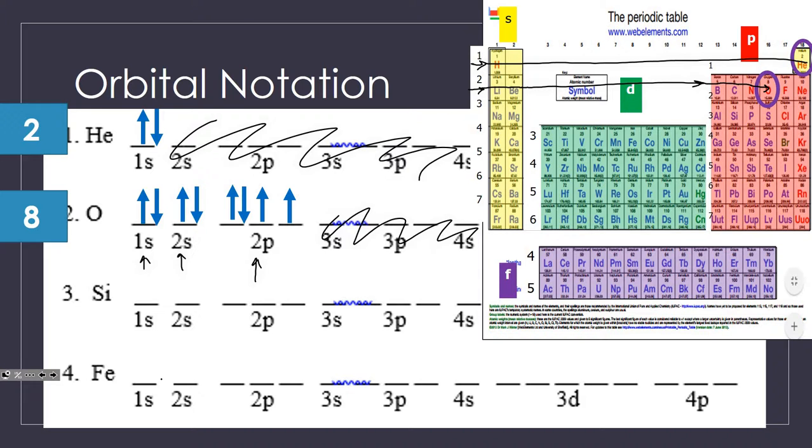Okay, find silicon. It's also in the pink area. Did you find it? Right here? Number 14. So we should have how many arrows? 14.